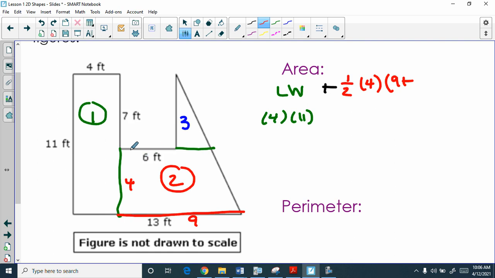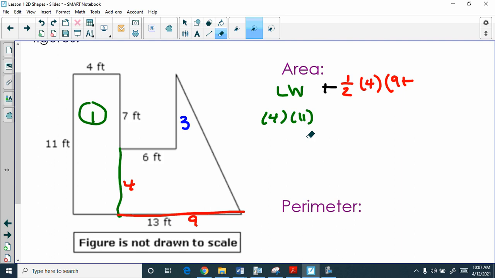Okay, and then for this piece here, if we know that the full thing was 13, no. Okay, I'm going to split my shape differently, actually. I'm going to keep the 4 there and the 9 at the bottom. But I'm going to not use a trapezoid. I'm going to use a triangle and another rectangle.